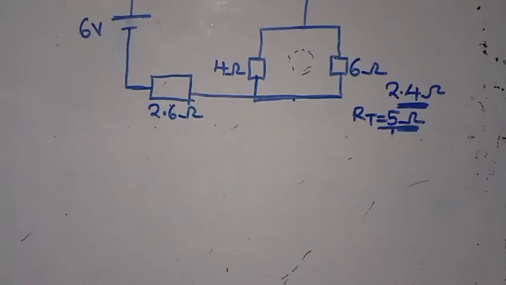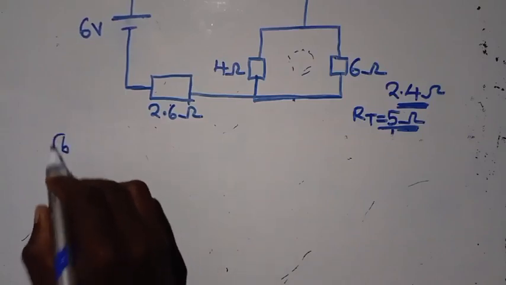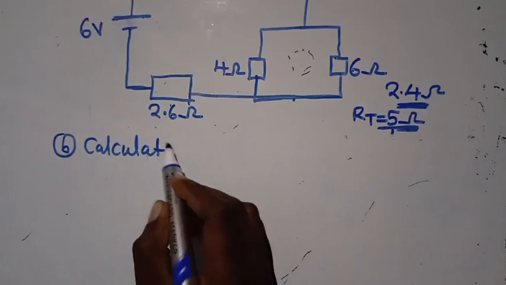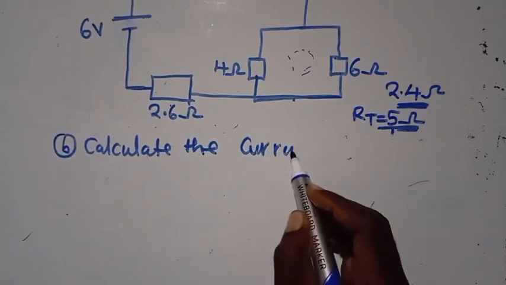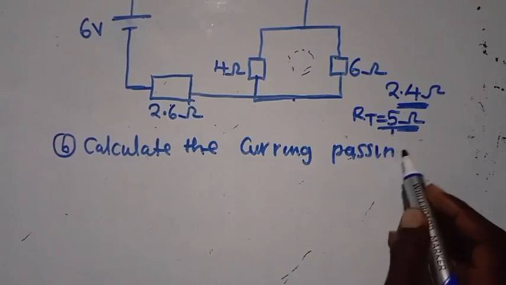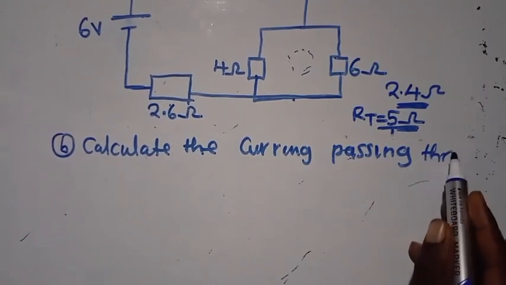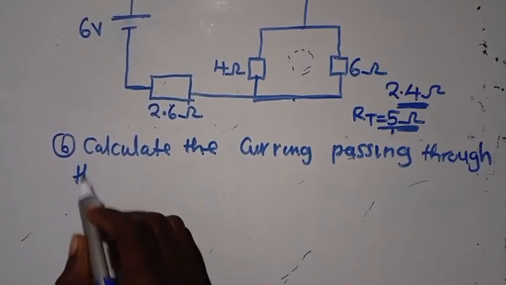So let us now move on to question 2. This is question B, which says: calculate the current passing through the cell. We want to calculate the current that is passing through the cell.